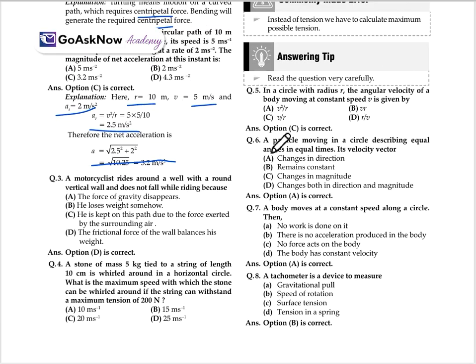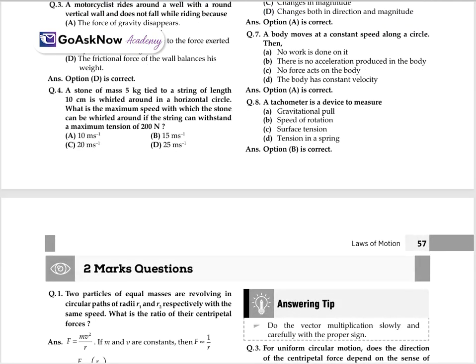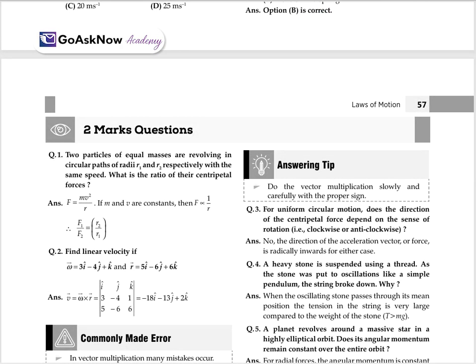Now another one: a particle is moving in a circle describing equal angles in equal time. Its velocity vector will change direction. One particle is moving in a circle and describing equal angles in equal time, and its velocity vector will change with time. Also, a tachometer is a device used to measure the speed of rotation.